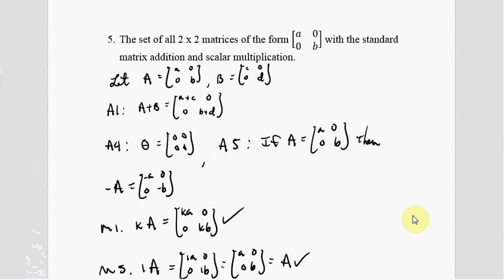Yes, sir. If they replace the zeros with a 5, would that set be a vector space? No, it would not. Because some scalar times 5 is not going to give you 5 anymore. For example, if the scalar is 3, 3 times 5 does not give you 5 anymore, it gives you 15. But k times 0 still gives you 0. It's a big difference.